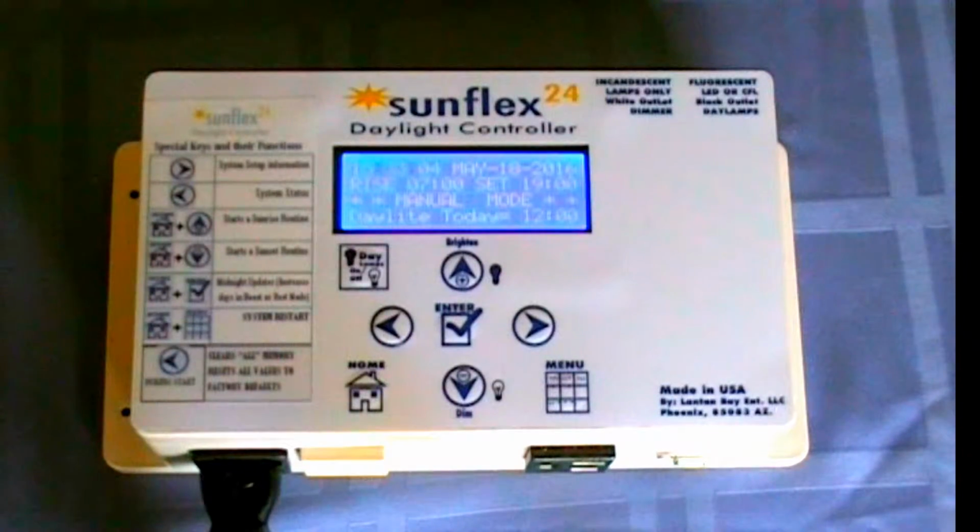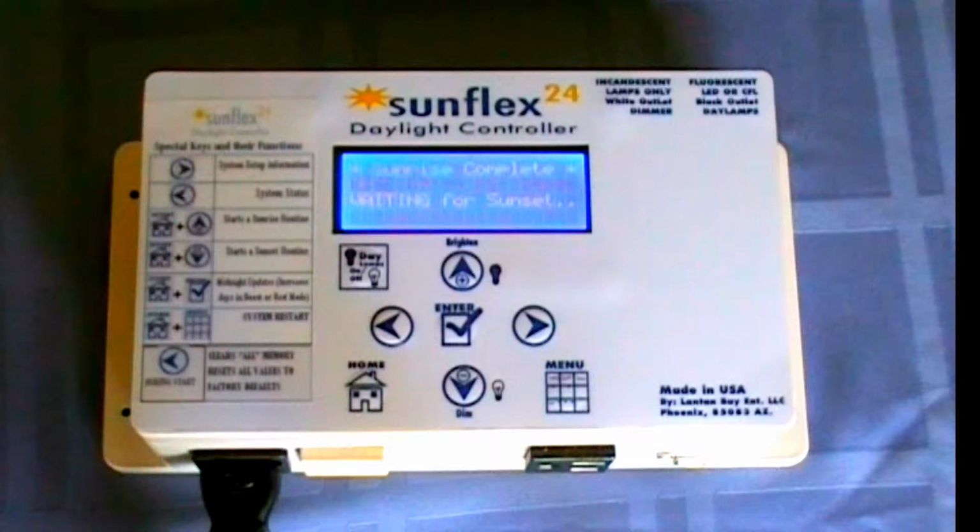Having said all of that, those are the features of the SunFlex24, but now we have the SunFlex24Plus. The SunFlex24Plus adds a temperature and humidity sensor. That feature is very important, especially at breeding time when the eggs are ready to hatch.